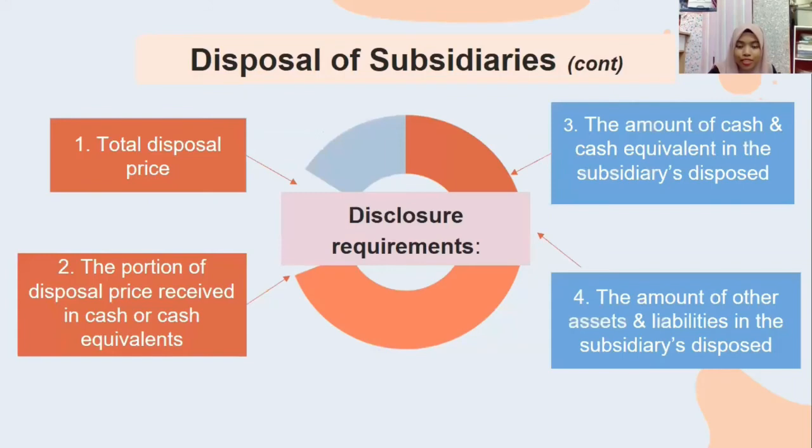For disclosure requirement, the standard requires a summary of the effects of the disposal to be disclosed. For the first disclosure requirement, the parent should disclose the total disposal price that they received. Second, the portion of disposal price received in cash or cash equivalent. Third, the amount of cash and cash equivalent in the subsidiary disposed. And lastly, the amount of other assets and liability in the subsidiary disposed.